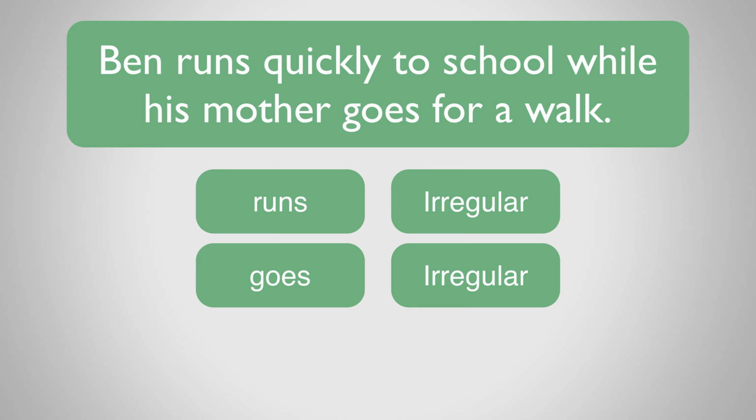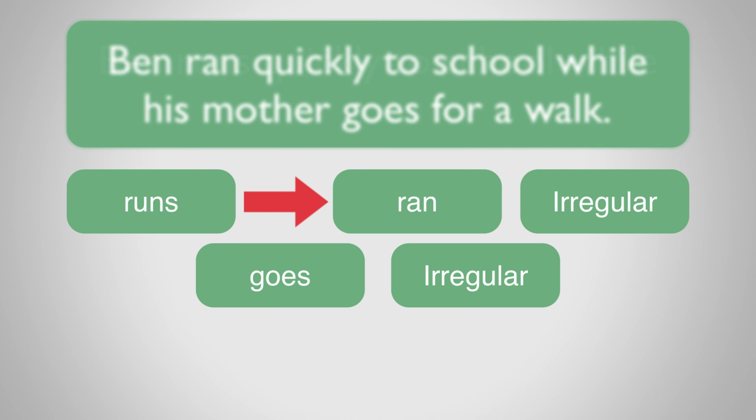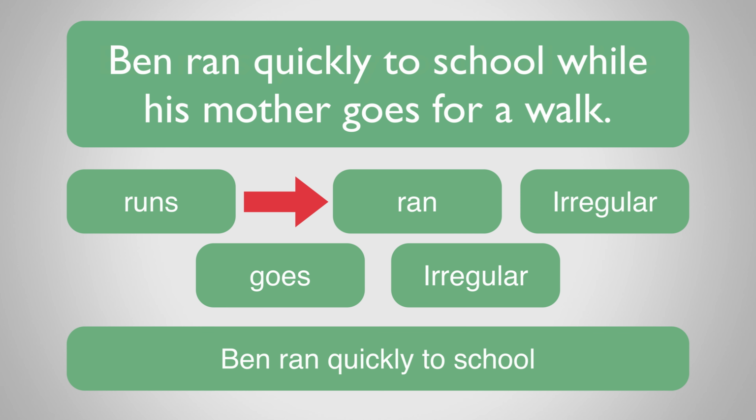Okay, so now we've found the verbs, we know which words we'll need to alter to change the sentence into the past tense. Let's start by changing runs to ran. Let's test it. Ben ran quickly to school. Okay, that sounds pretty good.